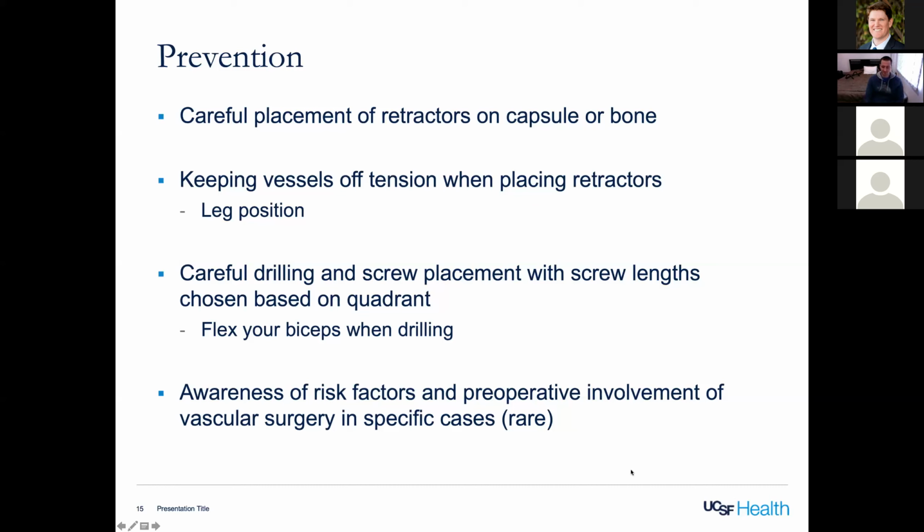So that was a much bigger revision case, not a primary case, and the cup was right up against the vessels.